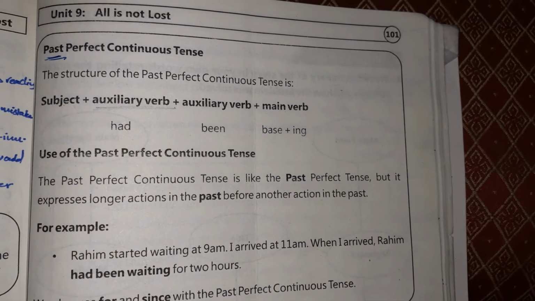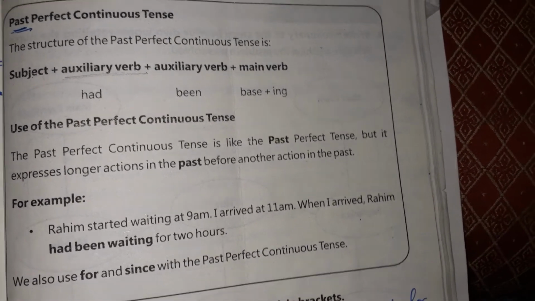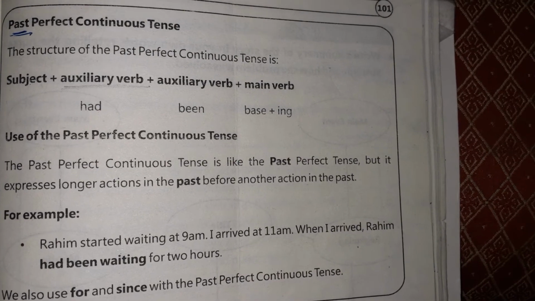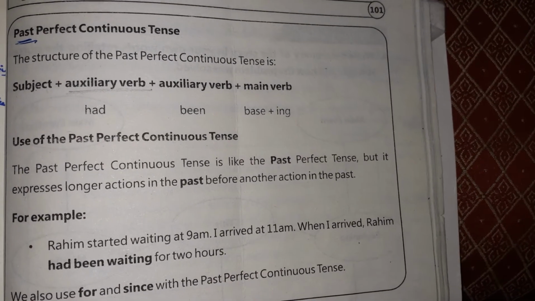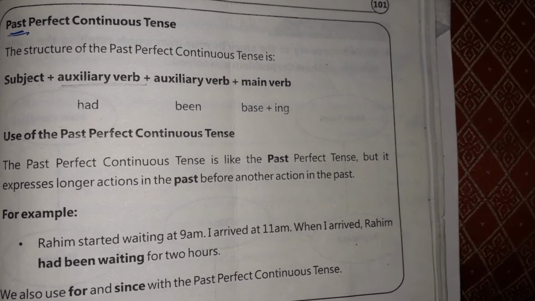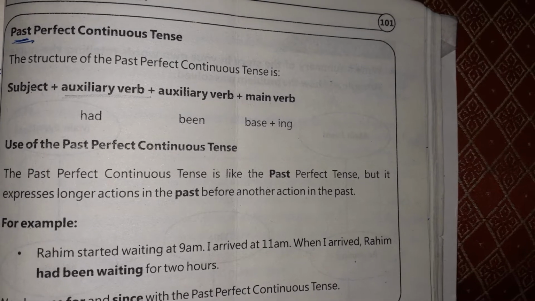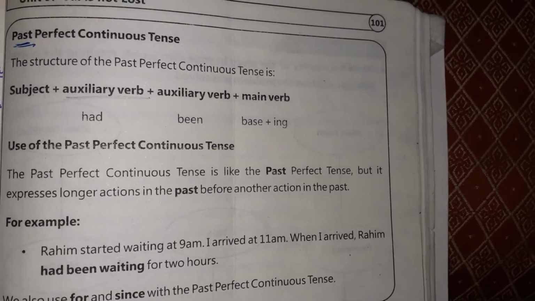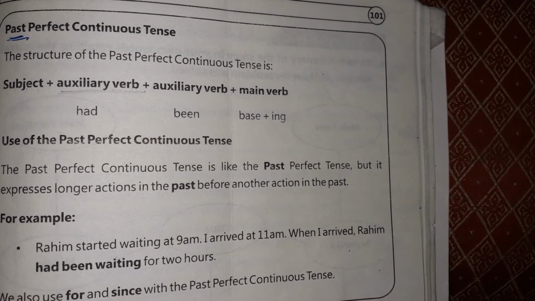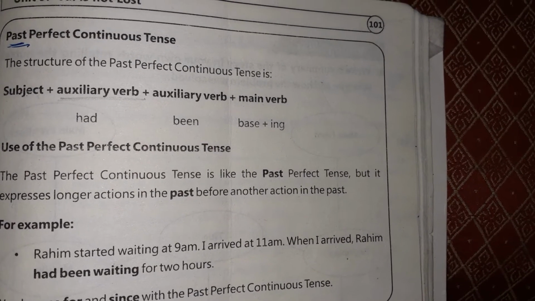Auxiliary verbs are those verbs which are used according to the tense, right? Suppose in simple present tense we use does not, do not, does and do, and in simple past tense we use did. In present continuous we use is, am, are. In past continuous we use was, were. In future we use will and shall.